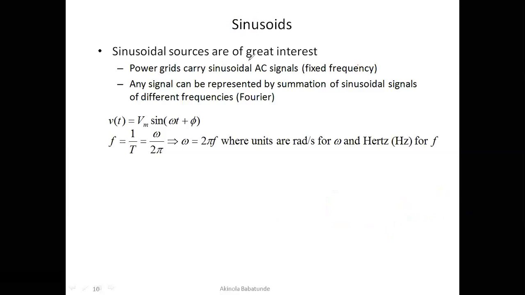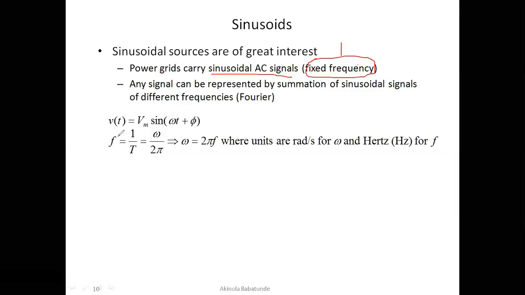Sinusoidal sources are of great interest, especially when we're dealing with AC signals. Power grids carry sinusoidal AC signals. Any signal can be represented by a summation of sinusoidal signals of different frequencies. That simply means we could have a fixed frequency for one signal, another frequency for a second signal, or another frequency for a third signal. You can combine all of these different signals together.